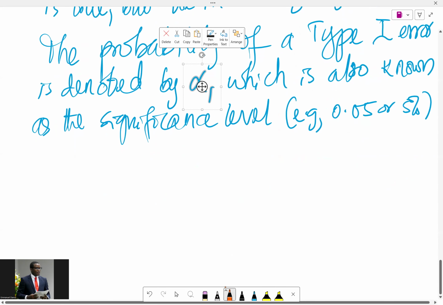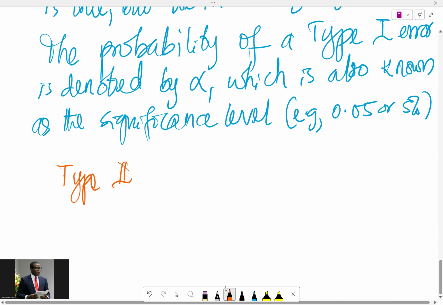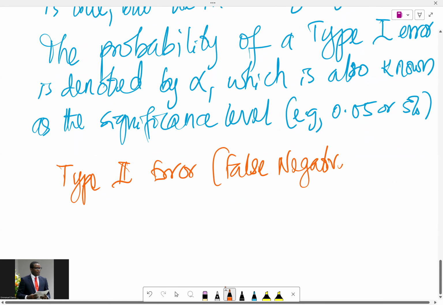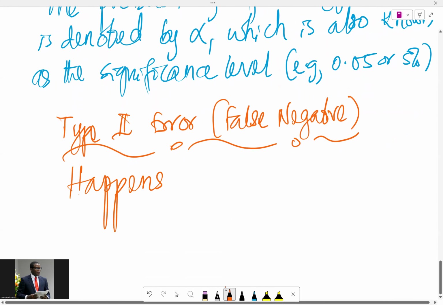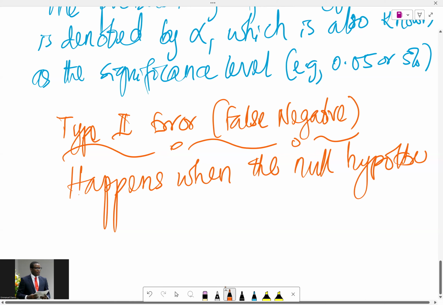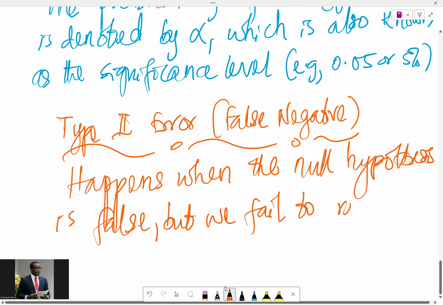Now let's talk about type 2 error, which is false negative. That is accepting the wrong. So in this case, type 2 error happens when the null hypothesis is false, but we fail to reject it. That is, we accept it. We fail to reject it.